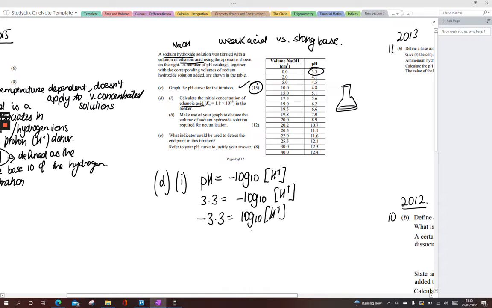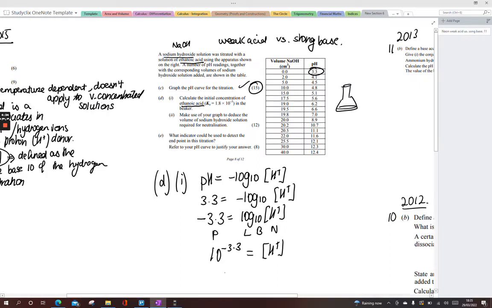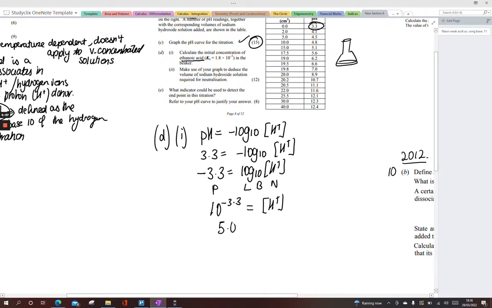Or remember, you can use that Liverpool beats Newcastle: log, base number, and power. So the base number, 10, to the power of minus 3.3 is equal to the number, or the hydrogen ions. Or just go shift log and throw in minus 3.3, and we get 5.01 by 10 to the minus 4. Don't delete it. That's my initial concentration of hydrogen ions.